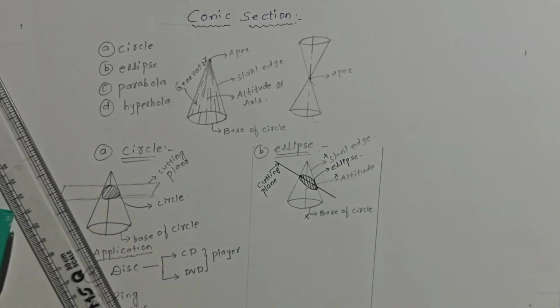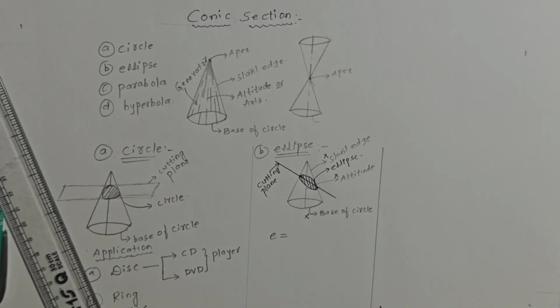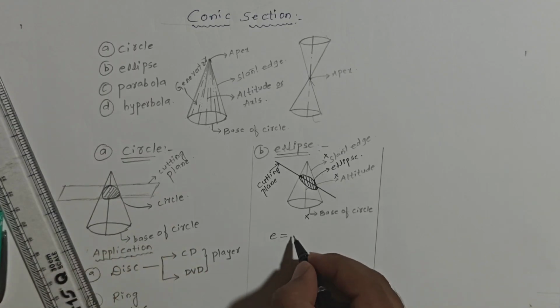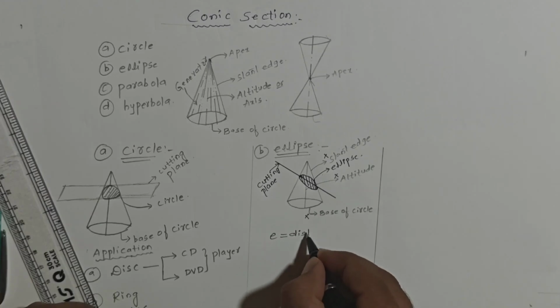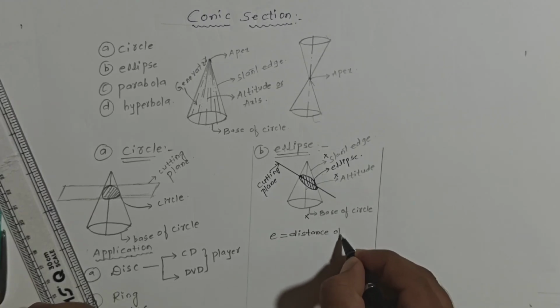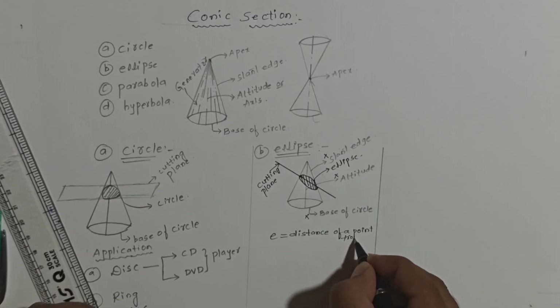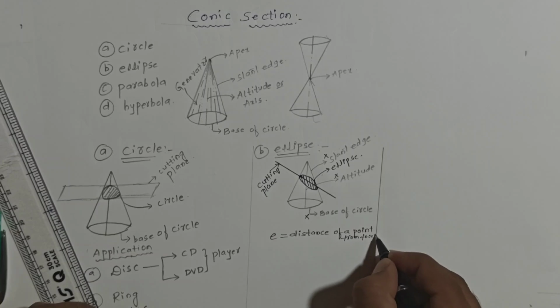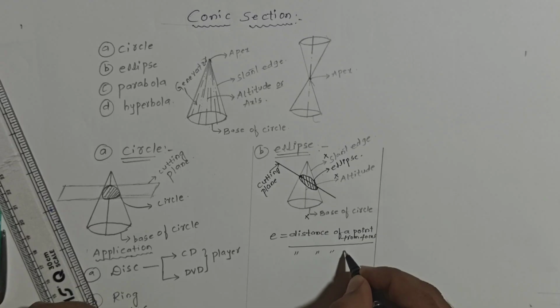Again a question will arise, what is the eccentricity of the ellipse? So we know the formula of the ellipse. It's the ratio of the distance of a point from the focus to the distance of the point from the directrix. You studied it in the 10th and 12th standard. The same thing we need to recall here. Distance of a point from the focus by distance of a point from its directrix.